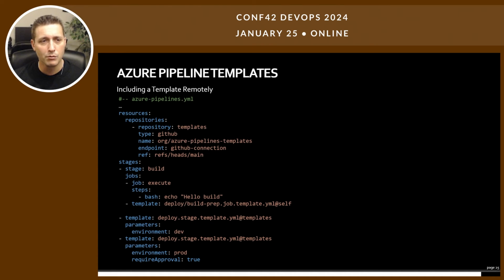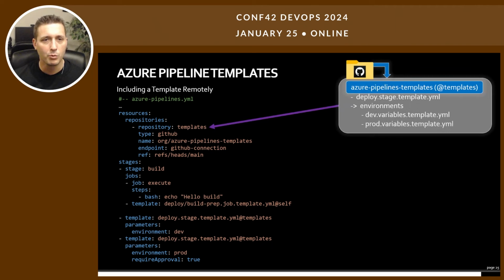And so to include a remote file, we do that first by adding this resources section at the top where we can include other repository information. So here, for example, we're going to include our repository, and its name is Azure Pipeline Templates. You might create that in your repo. And it is going to be named Templates. And in its directory, in its structure, it would have our deploy template at the root along with environments specified underneath it.